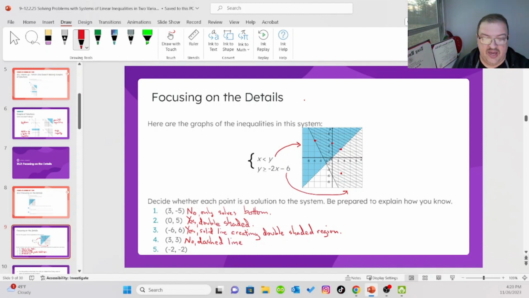And lastly, we have (-2, -2). And this might be the most confusing point to you. It is right here where the lines cross at the corner of the double shaded area. But remember, dashed lines are never solutions. So even though the lines are crossing right there, it's only solving one of them and not the other.